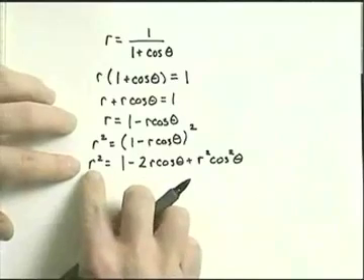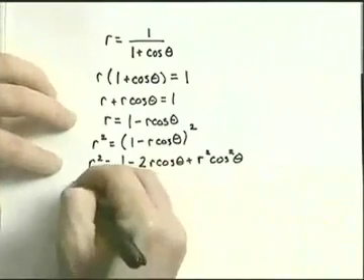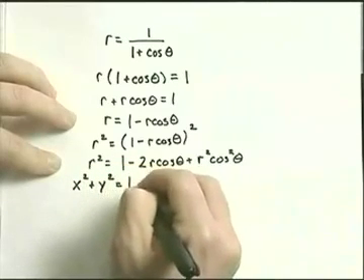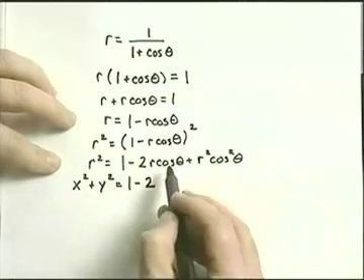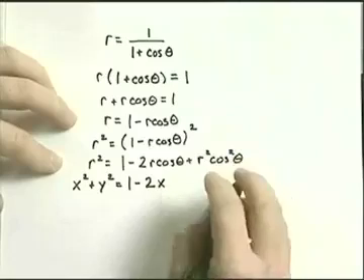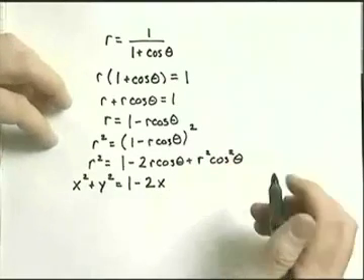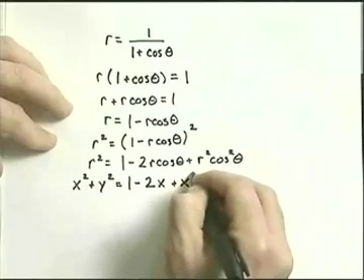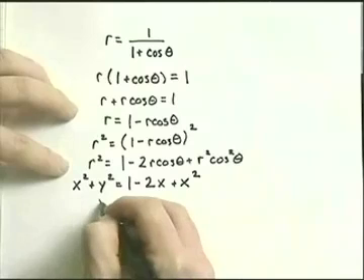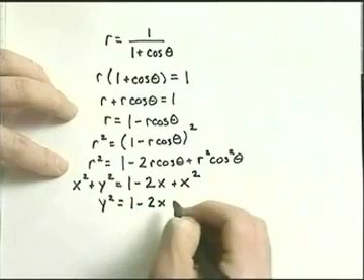Now, r squared, you recall, is equal to x squared plus y squared. So I have x squared plus y squared equals 1 minus 2 r cosine of theta, which is x. And here you could think of this as r cosine of theta all squared, so that would be x squared. I can subtract x squared from both sides of the equation, and I get y squared equals 1 minus 2x.